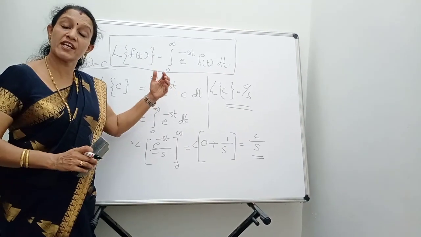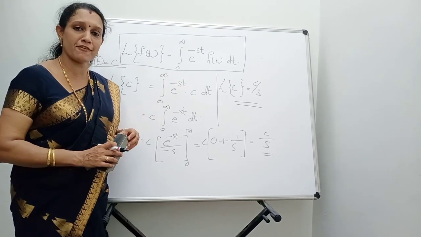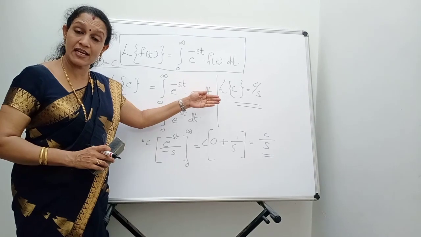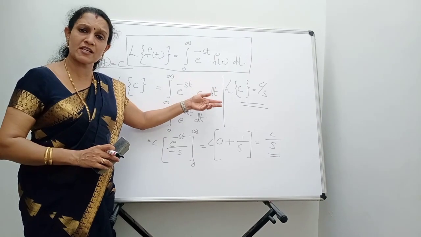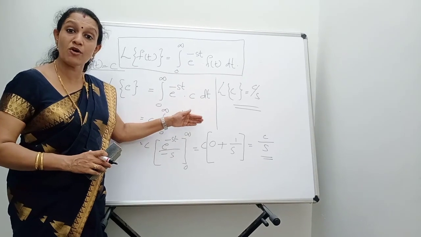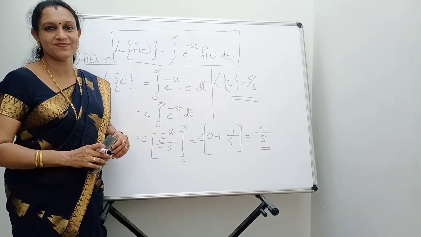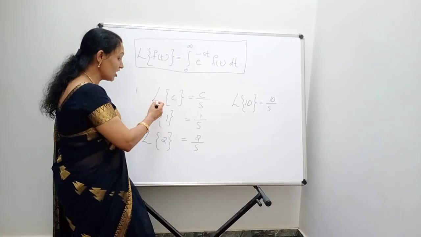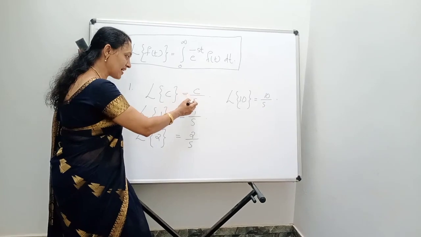So like that we are considering different types of functions. Here we considered the constant function, and next we will consider an algebraic function, a trigonometric function, etc., and calculate the Laplace transform of those functions. We have the first result, L of c is equal to c by s.